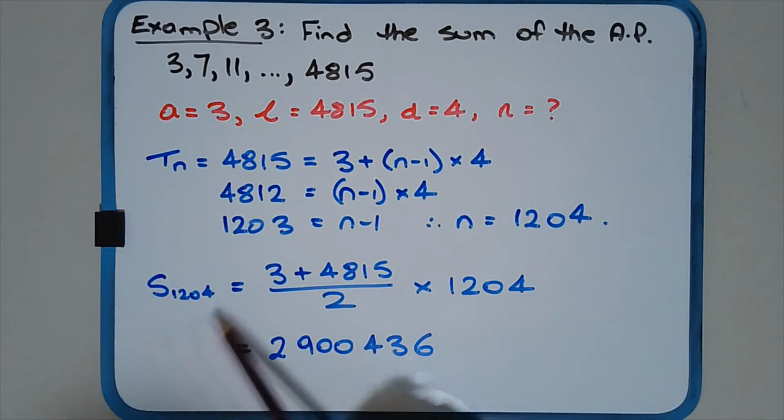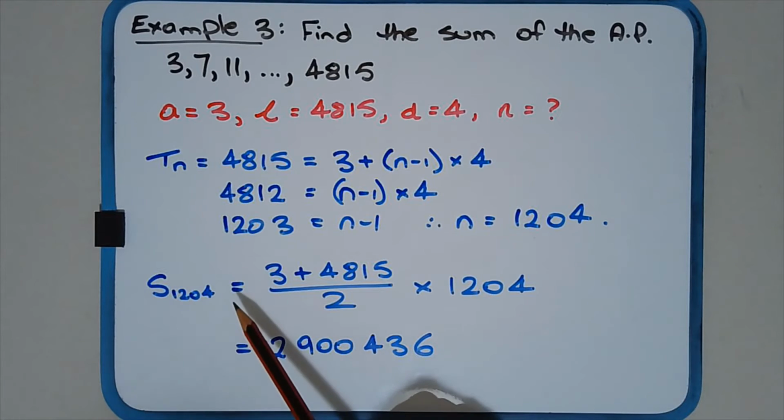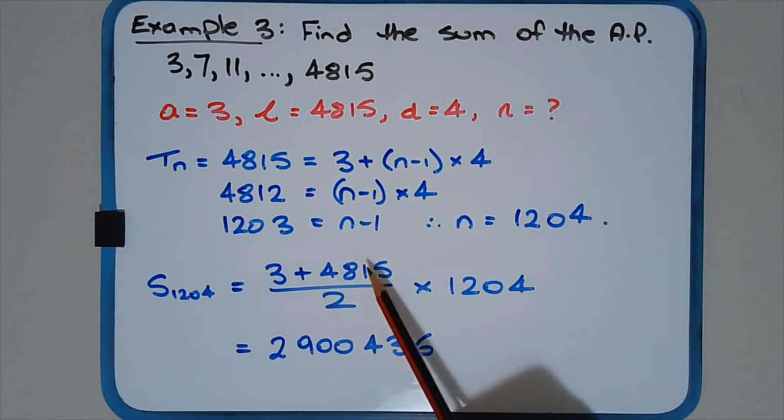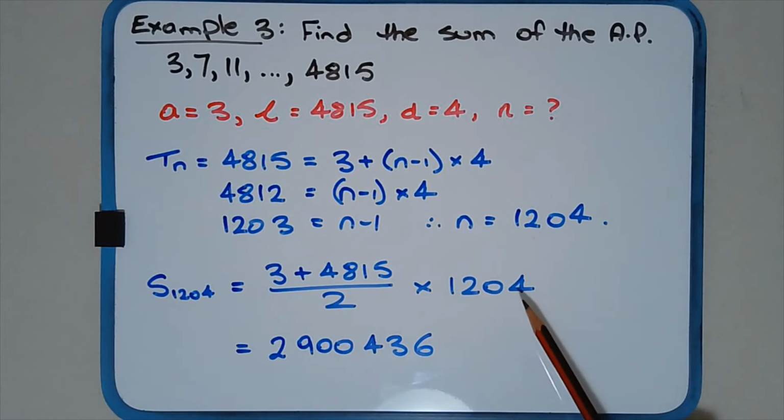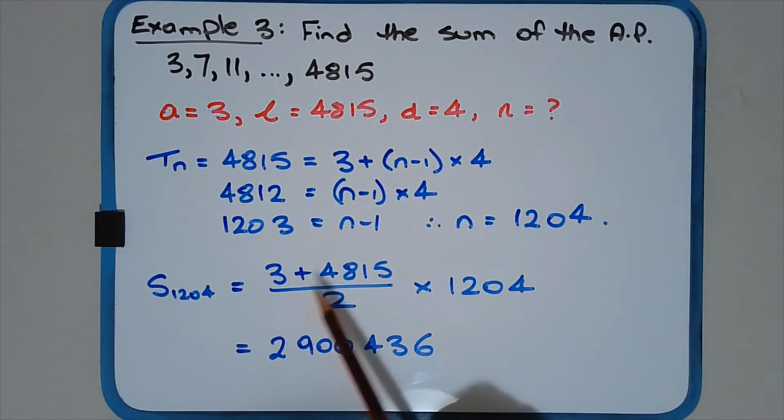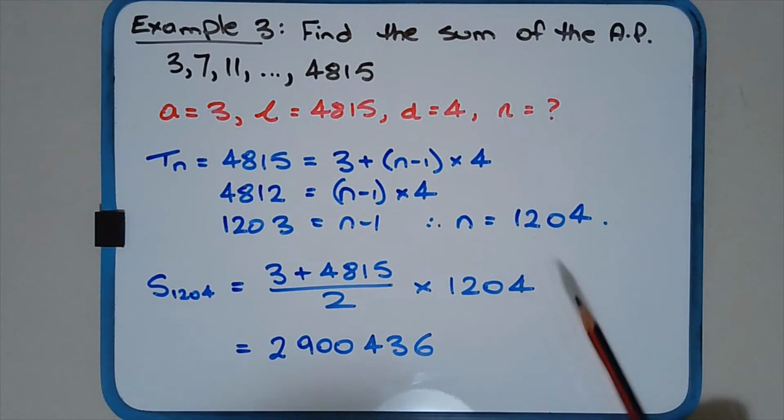So the partial sum of the first 1,204 terms of this arithmetic progression is found by taking the average of the first and last terms and then multiplying it by the number of terms. So (3 plus 4,815) divided by 2 multiplied by 1,204, and that equals 2,900,436.